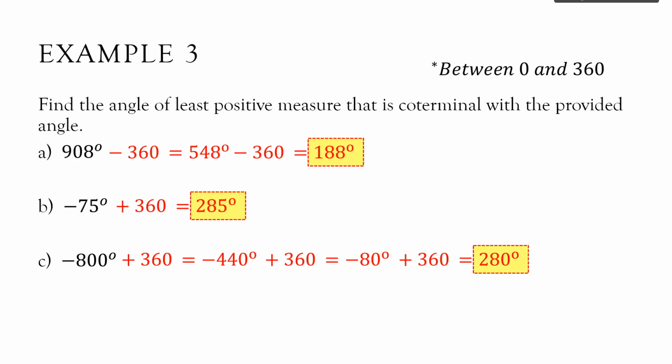So depending on the angle, we're going to add or subtract 360 until we get between 0 and 360. So that finishes our example 3.